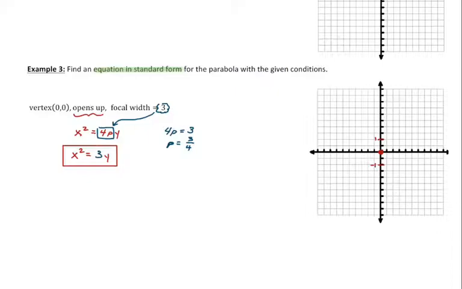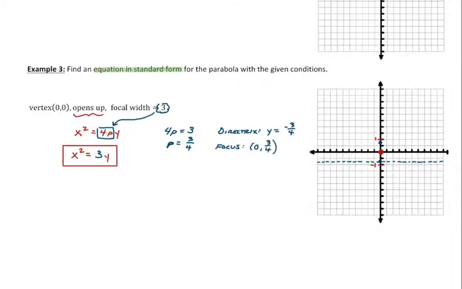So I'm going to go up 3/4 of a unit and plot a point. That's going to be my focus. And then I'm going to go down 3/4 of 1, which would be where my directrix is. It'd be the horizontal line through that value. So my directrix is going to be y equals negative 3/4, and my focus should be the point (0, 3/4).